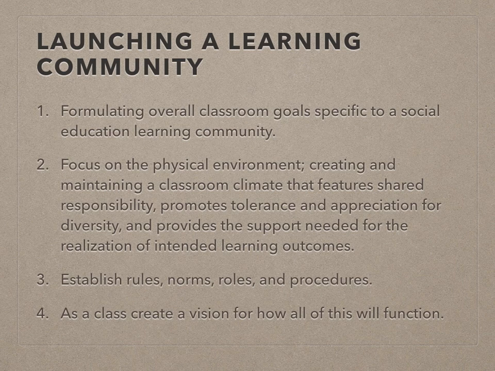So the 4th step is, as a class, create a vision for how all of this will function. So you have thought about goals before they even got there. Then you focus on the physical environment. Then you thought about and established rules, norms, roles, and procedures. And then at the very end, you are going to, as a class, create a vision for what you see throughout the classroom, throughout the year. How are they going to be learning? What role are they going to be taking?